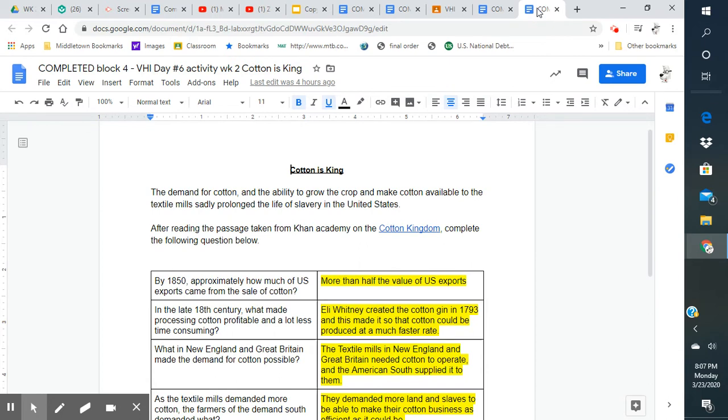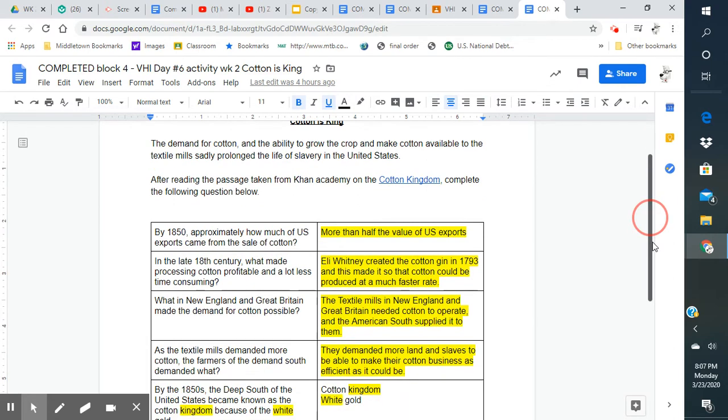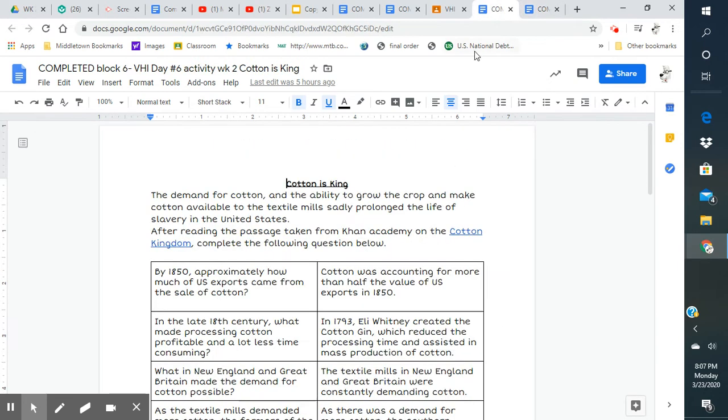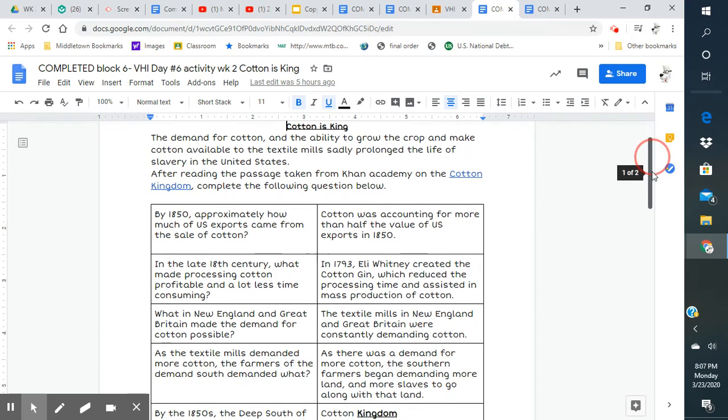Let's take a look at this answer. Eli Whitney created the cotton gin in 1793, and this made it so that cotton could be produced at a much faster rate. Again, very nice answer. Third question, what in New England and Great Britain made the demand for cotton possible? The textile mills in New England and Great Britain needed cotton to operate, and the American South supplied it to them. Good answer. The textile mills in New England and Great Britain were constantly demanding cotton. A very good way of putting it.